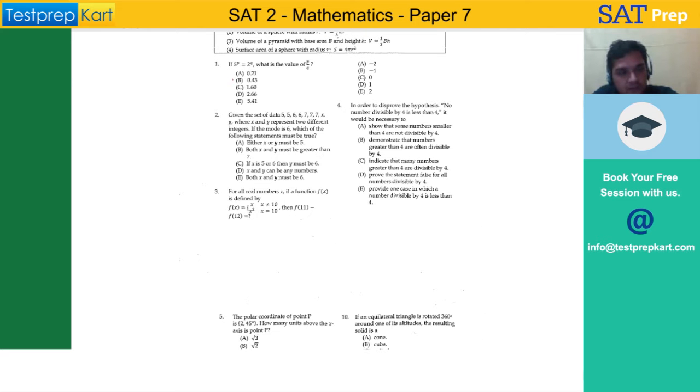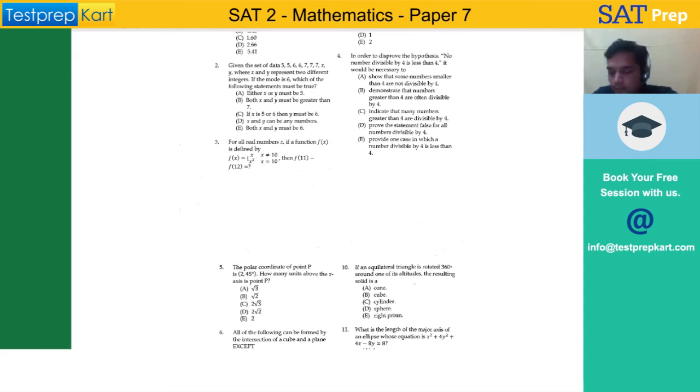Second question. Given set of data 5, 5, 6, 6, 7, 7, 7, x, y, where x and y represent two different integers. If mode is 6, which of the following statements must be true?